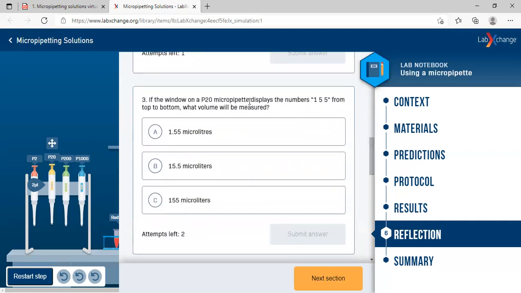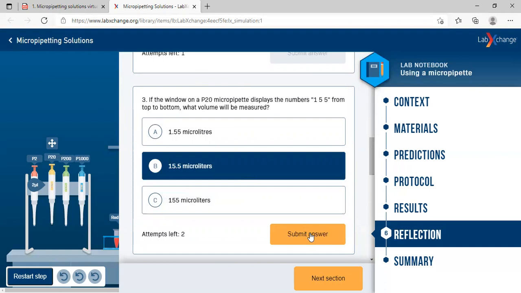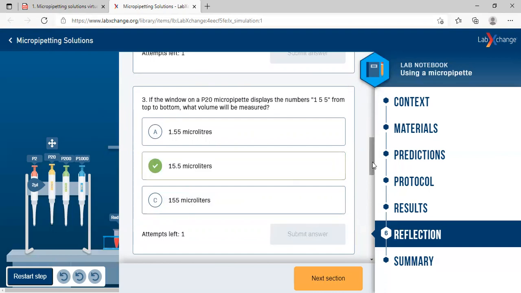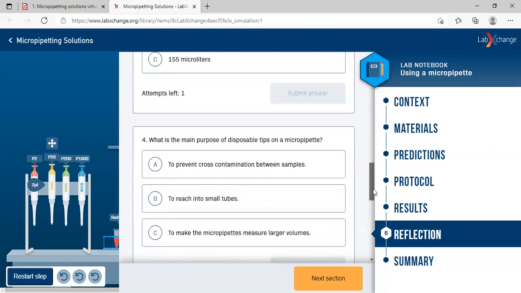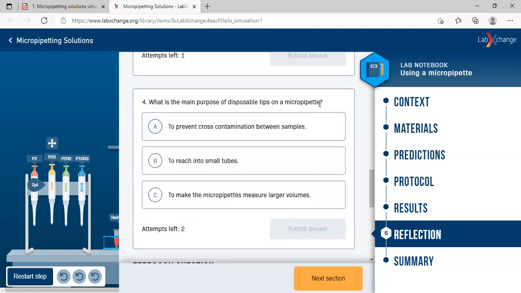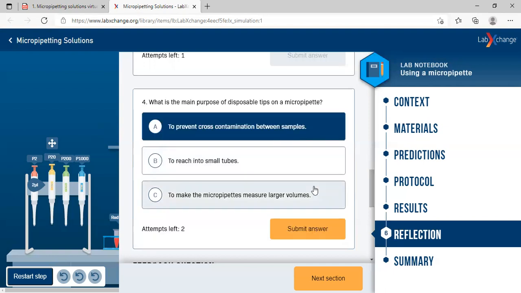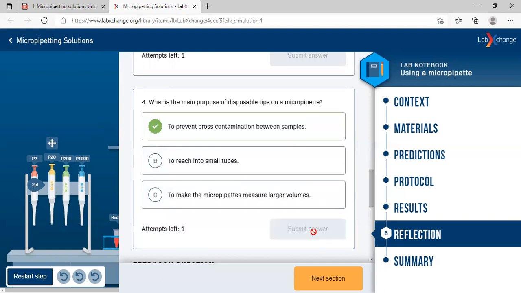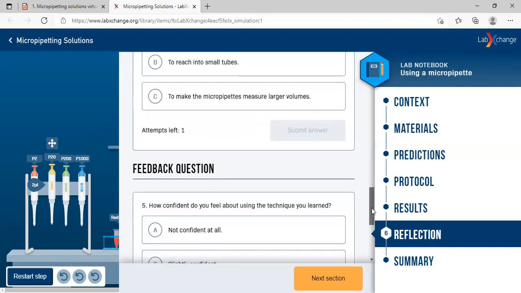If the window on a P20, the one I used, displays the numbers 155 from top to bottom, what volume will be measured? Well, this is 15.5, this is 20, so 15.5 microliters. Yep. What is the main purpose of disposable tips on a micropipette? It prevents contamination between samples, or reaches into small tubes. Well, it's mostly for preventing cross-contamination, so I believe it's this. Yep, it was that.